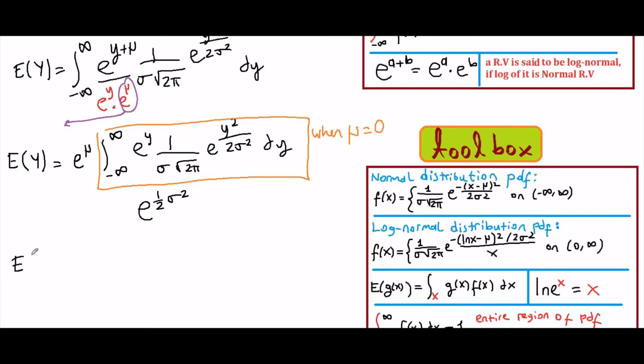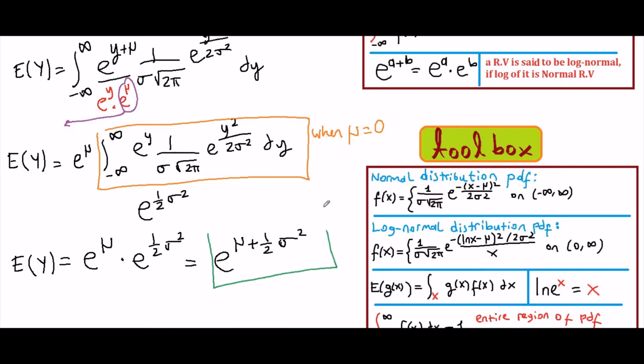So our expectation in general, when mu is not equal to 0, will be e to the mu times e to the 1/2 sigma squared. And using the exponential rules, you can compact this by adding the exponents: e to the mu plus 1/2 sigma squared. So this is the expectation of the log normal distribution in general. So this was method 1.